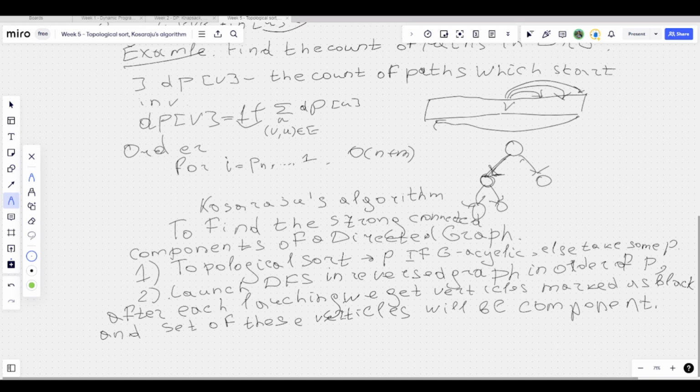It's clear to see that topological sort will have complexity O(n plus m), and in this case we have O(n plus m) complexity too. So Kosaraju's algorithm is really fast.